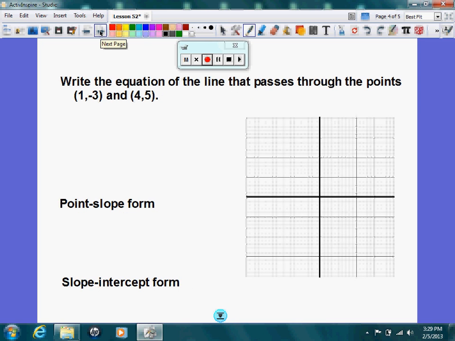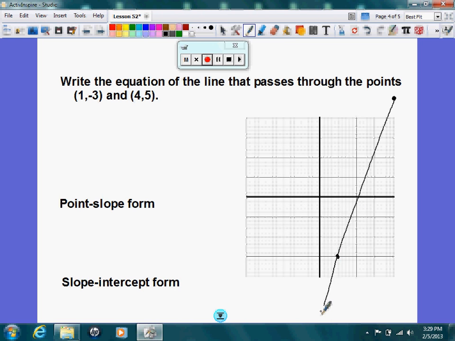Write the equation of the line that passes through the points (1, minus 3) and (4, 5). Okay, let's locate the points first. (1, minus 3) would be here. (4, 5), out 4, up 5. Well, where's 5? Here's 4, 5 is going to be up here somewhere. Okay, so here would be our line.